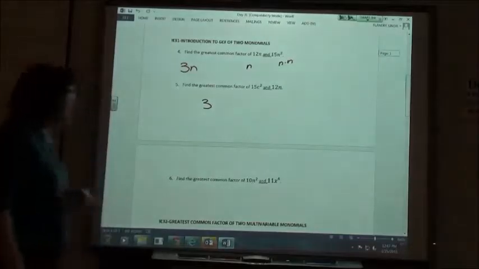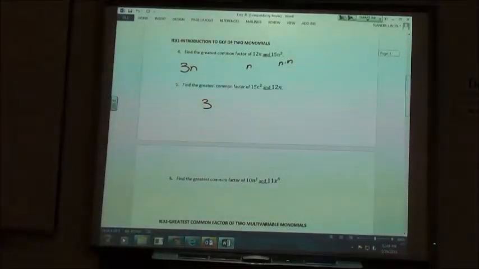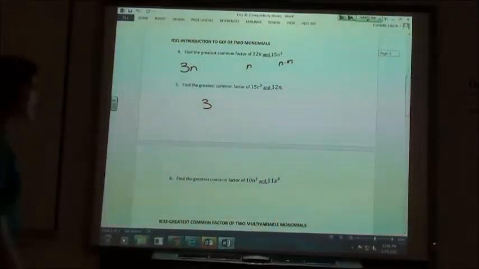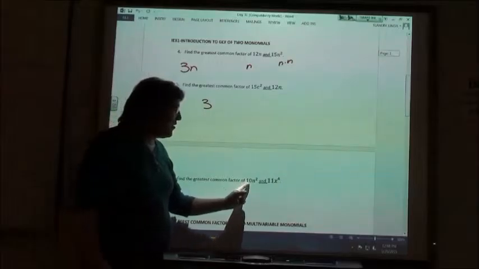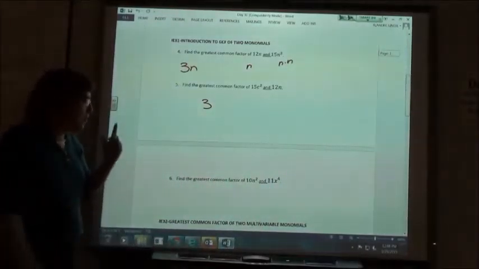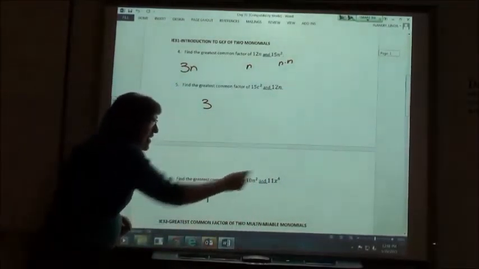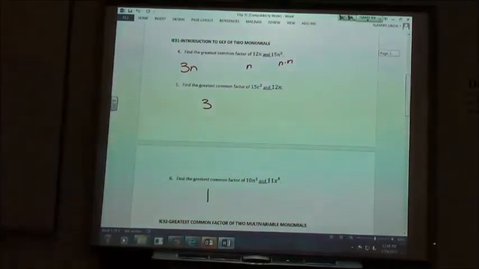And she picked out some really good ones. And so if I'm finding the greatest common factor of 10n squared and 11x to the fourth, which is on the top of the next page, the greatest common factor of 10 and 11 is 1. And again, the n and the x to the fourth don't have anything in common. So I just get that greatest common factor of 1.